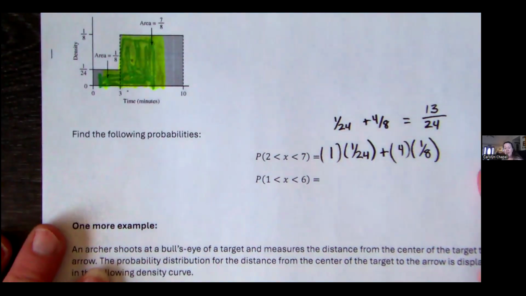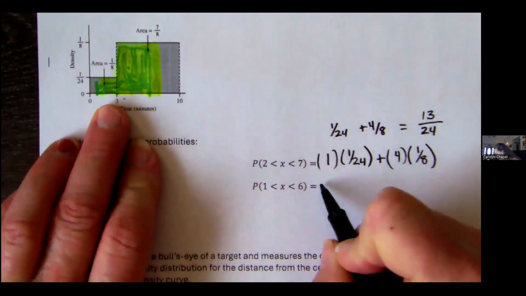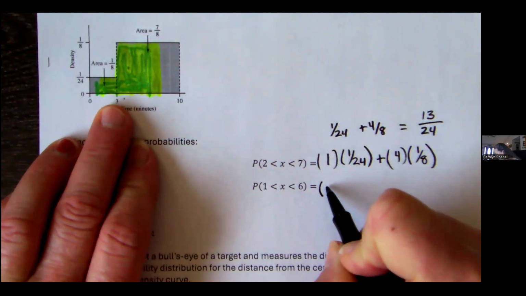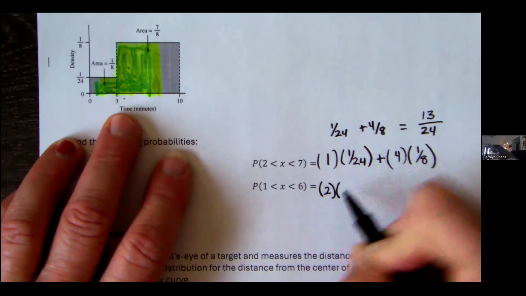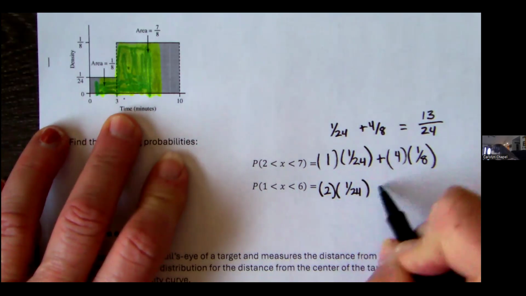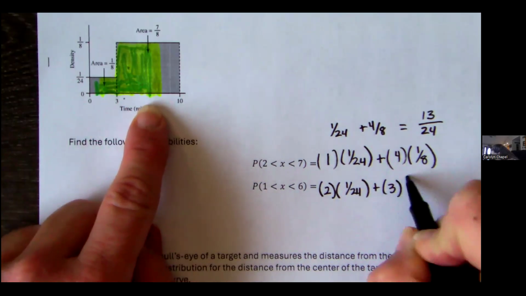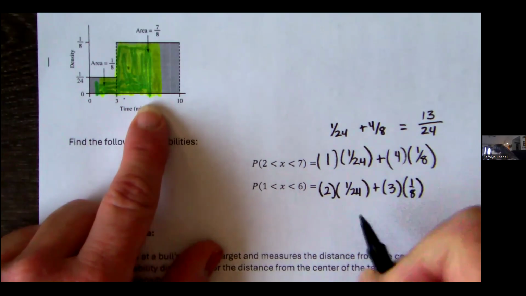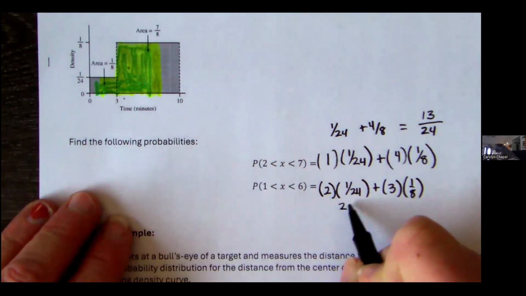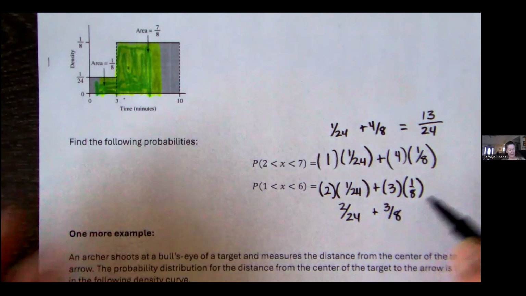Okay, again, we're going to find the areas of those rectangles. So the area of this first one, that base is from 1 to 3 this time, which is 2, times my 1/24. And then we will add from 3 to 6, which is 3, times my 1/8, which is 2 out of 24 plus 3 out of 8.